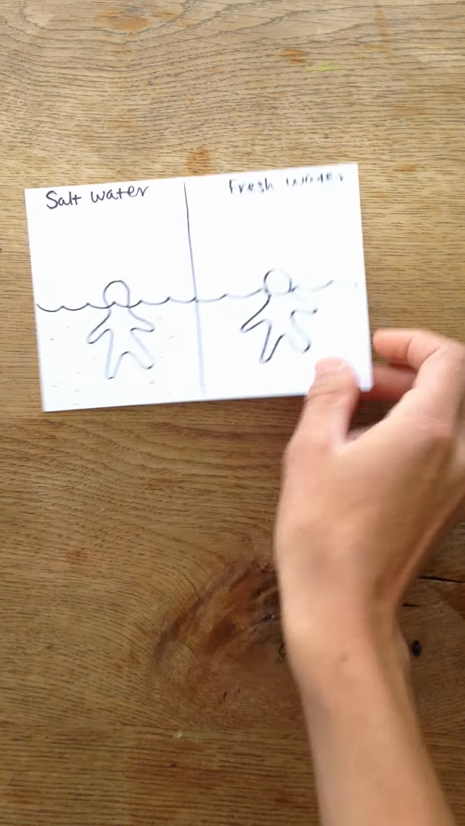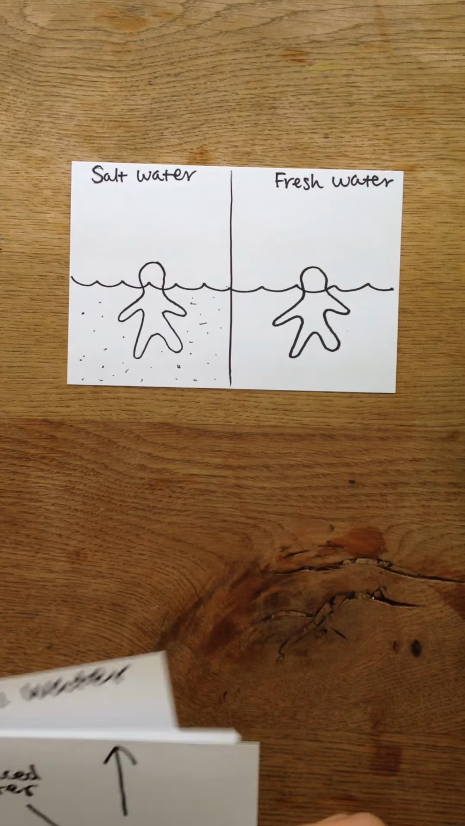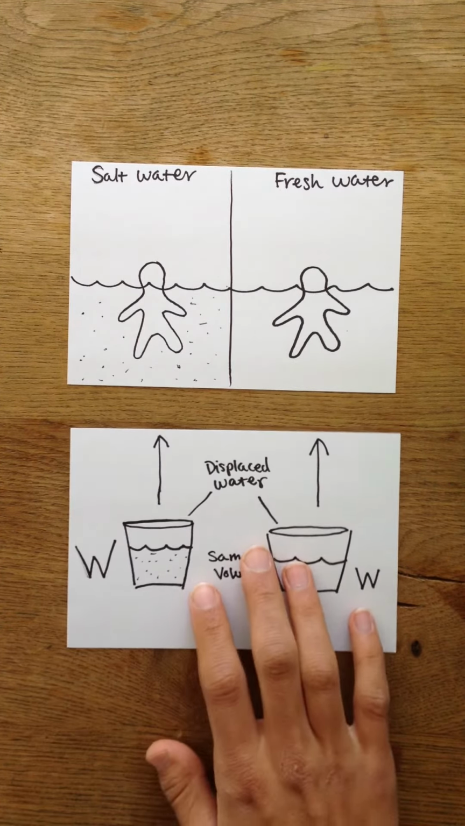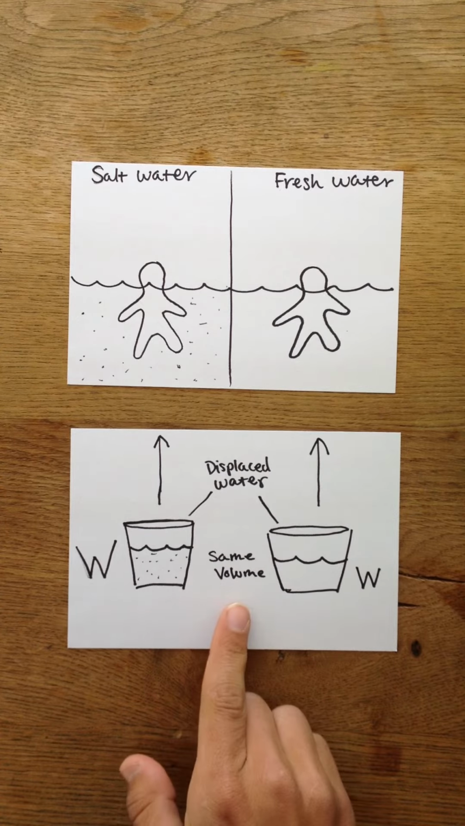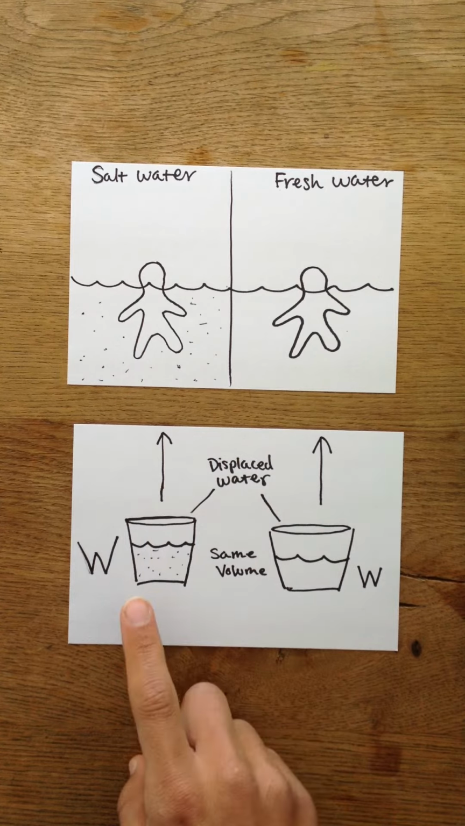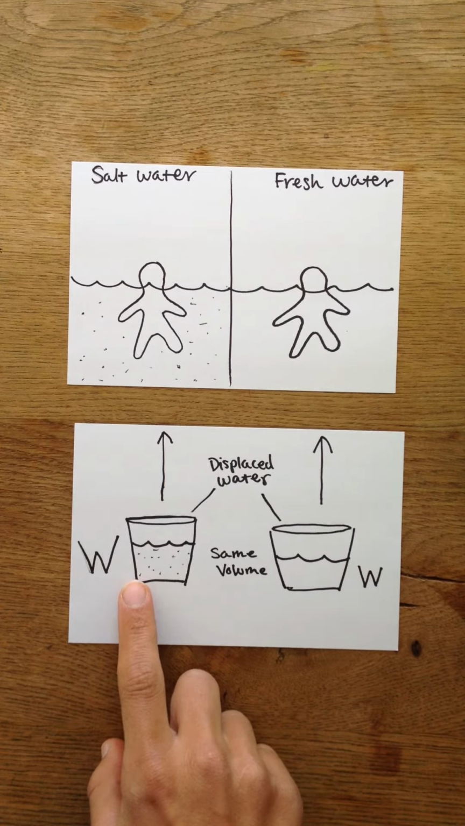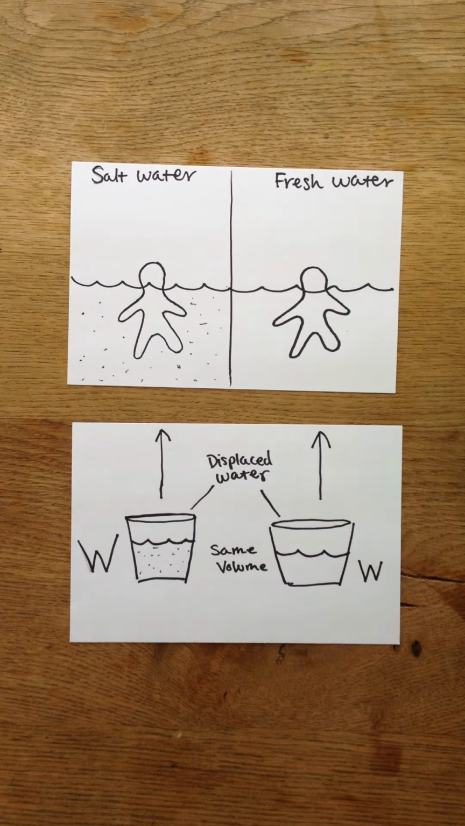So, here are your two people. One's floating in salt water, one's floating in fresh water. They're displacing exactly the same volume. But since we know that salt water has a greater weight than fresh water, then we know that this displaced water has a larger weight than this displaced water.